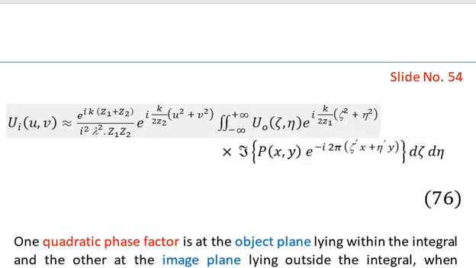In the integral we have u naught, which is the field at the coordinates zeta and eta in the input plane. Corresponding to this input field we have calculated the output field at the coordinates u and v as a function ui of u and v. So equation 76 gives you the complete description of the input field within the integral, and gives you the output field ui at the output plane as a function of two coordinates u and v.